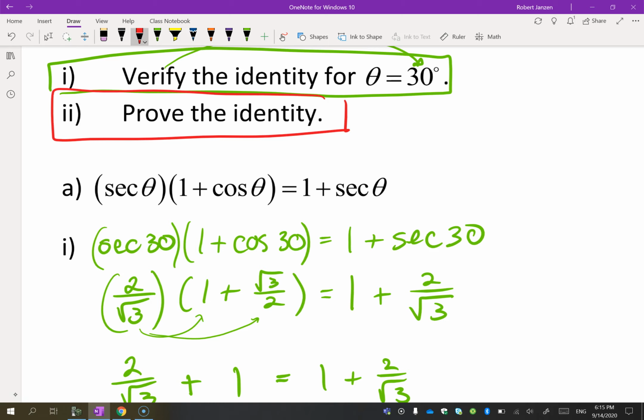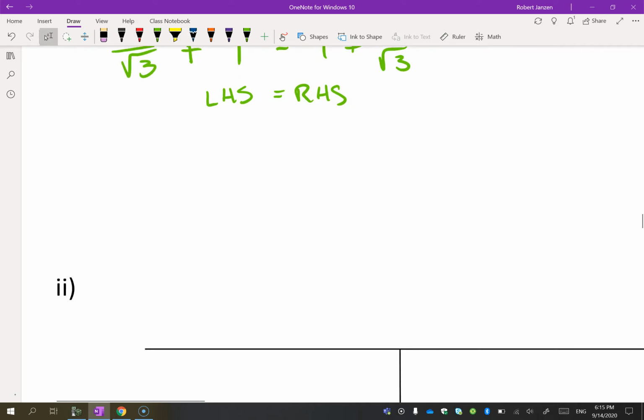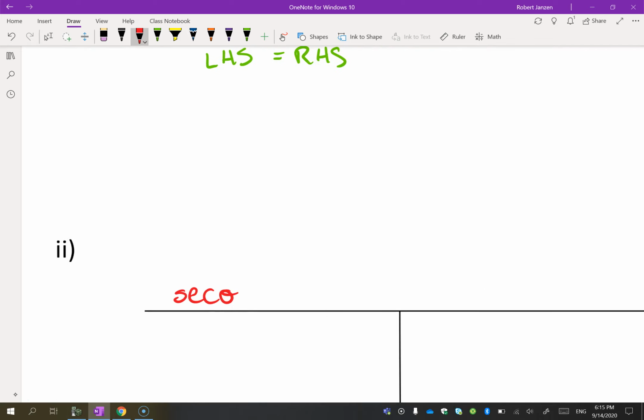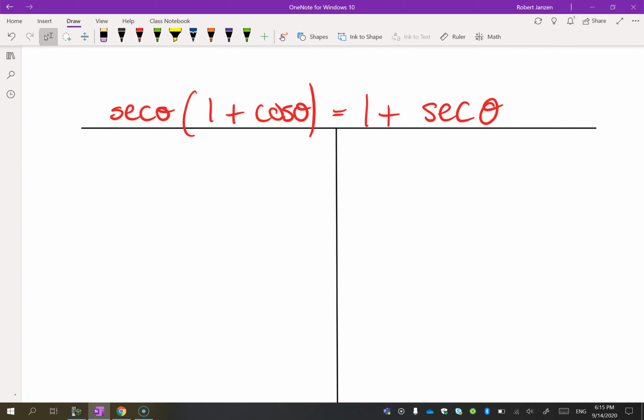Now what we're going to spend more time on is the idea of proving. Proving means we don't have a value. All we know is that we want to show that this is always true. So I'm going to write secant theta times 1 plus cos theta equals 1 plus secant theta. So this is what we want to prove. Now, if you remember on the previous page, I said keep them separate. That's why we have this line here. It's not like algebra where I can say, let's subtract secant from both sides. You're not allowed to do things like that. You're not allowed to treat this as an equation. You have to keep these sides separate. You're only allowed to work on one side at a time.